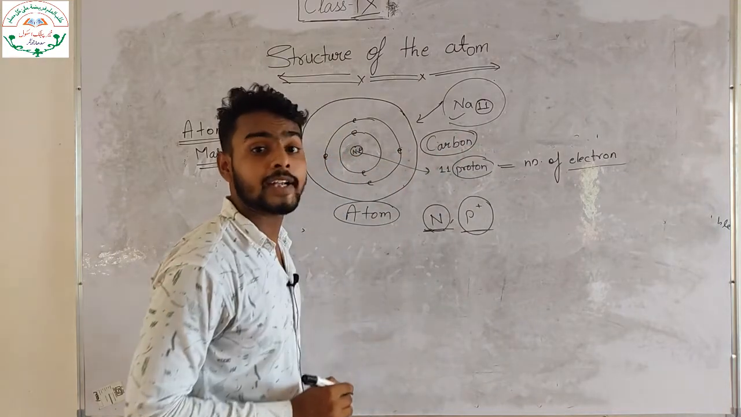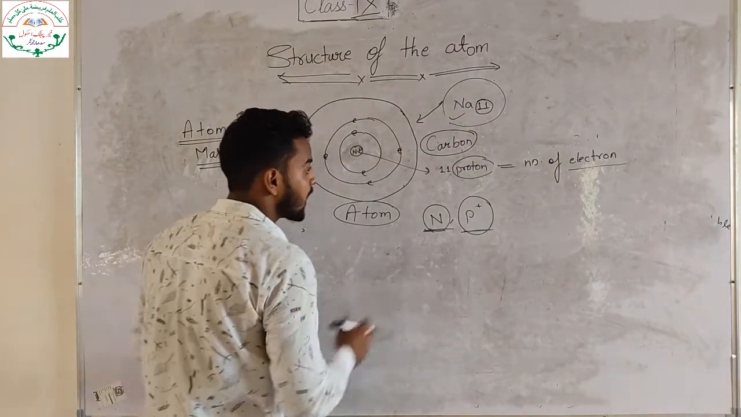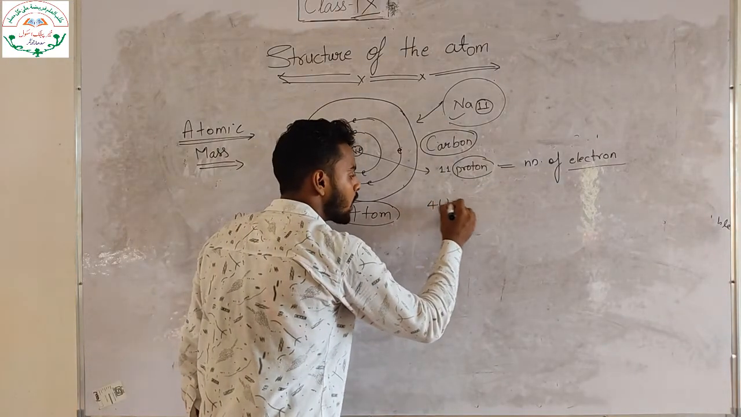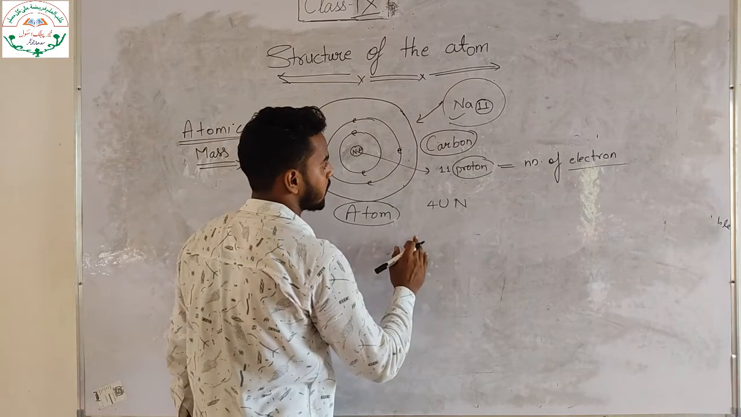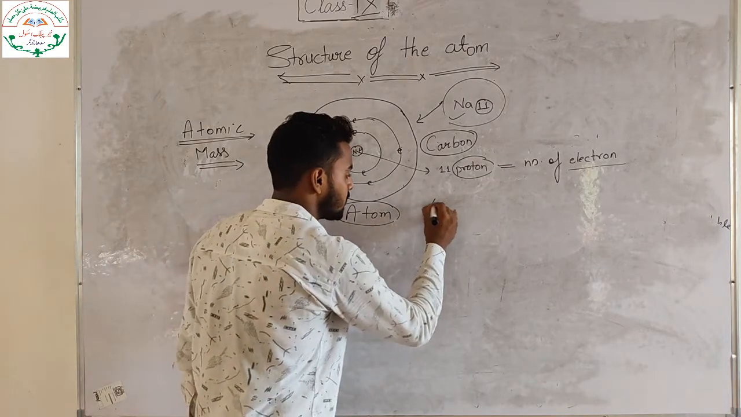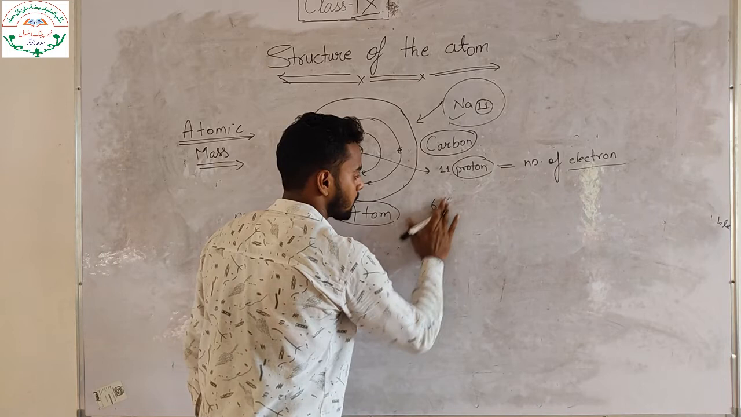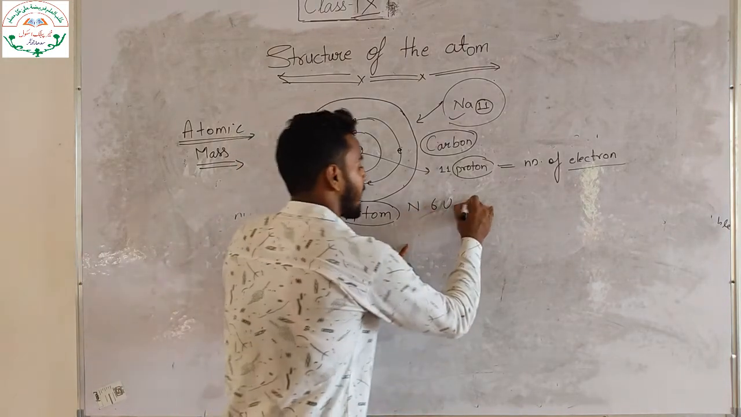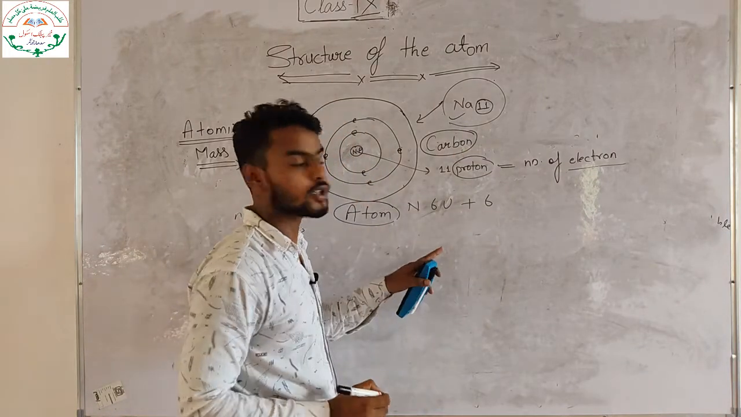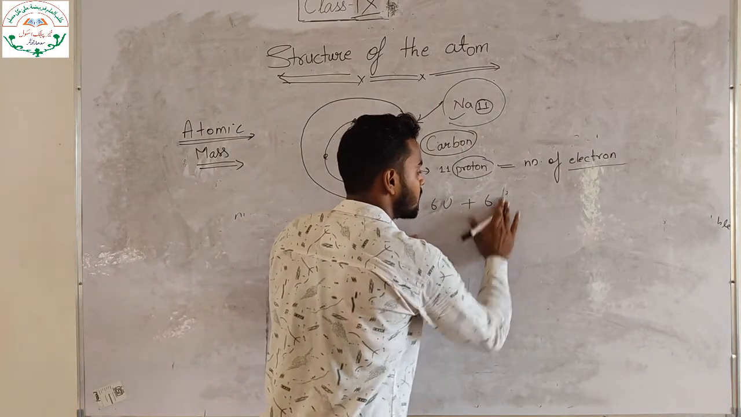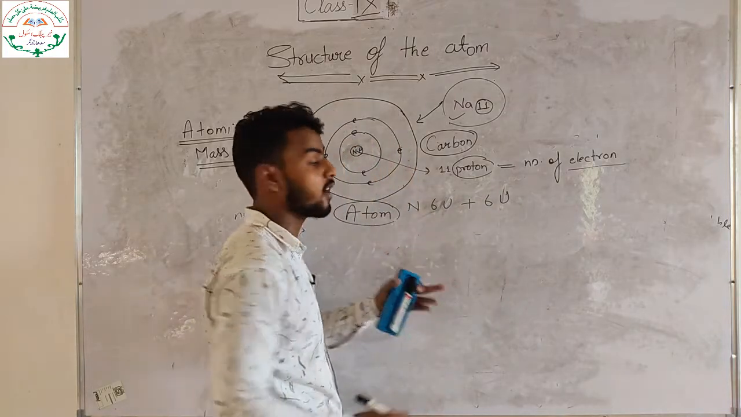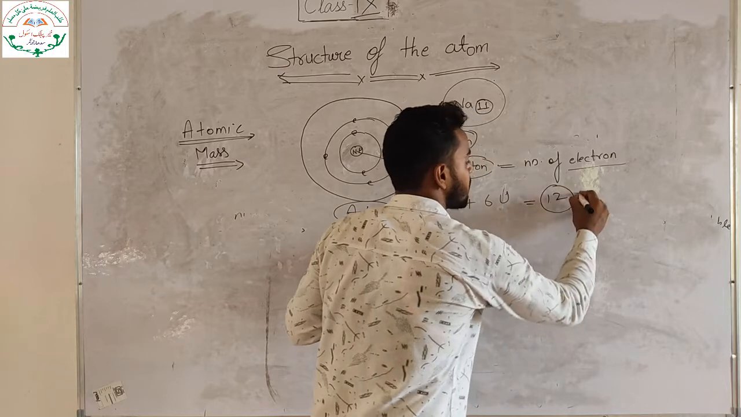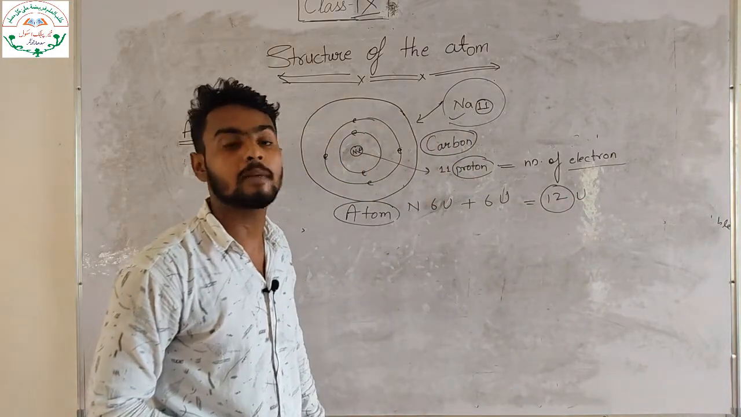In the carbon atom there are 6 neutrons and 6 protons, that means the unified mass of the neutron and the unified mass of the proton. When we add them to each other, it becomes 12. That means the atomic mass of the atom is 12.